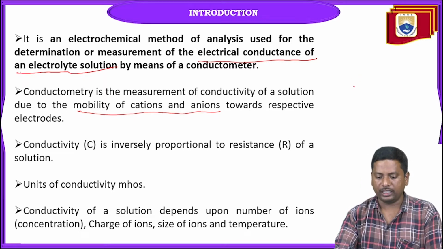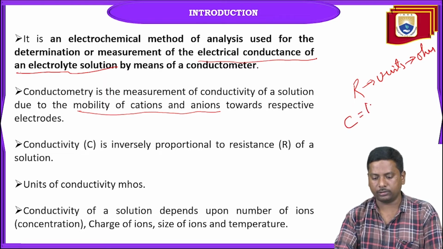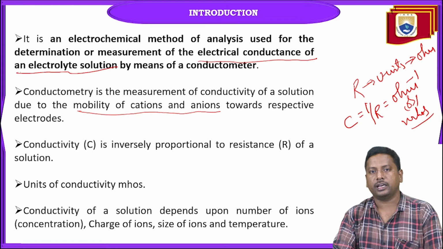Why? Because for resistance the units are ohms, but conductivity C is equal to 1 by R, so the units become ohm inverse. It is also called mhos. So this is the unit for the conductivity of a solution.